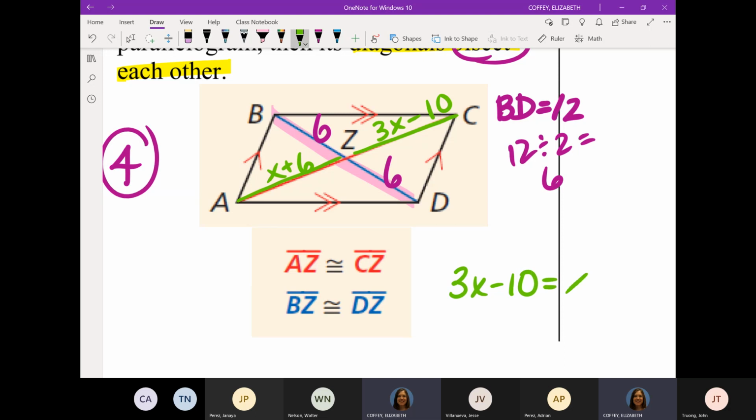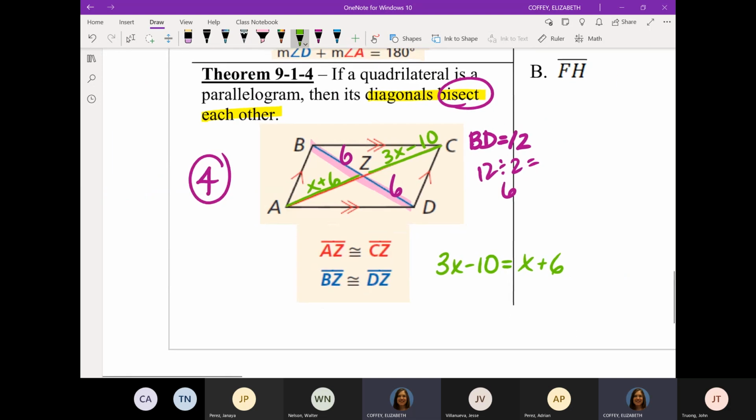Exactly. 3x minus 10 equals x plus 6. We don't need to solve that because we're about to do a bunch of algebra practice anyway, but that's how you would set it up. Okay? And that's because if they bisect each other, it means each of those pieces are equal to each other.